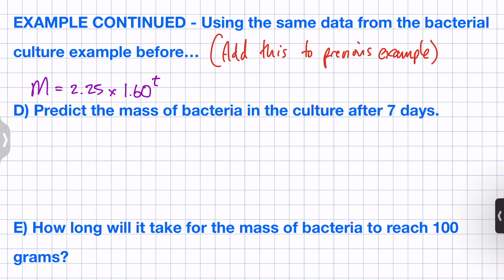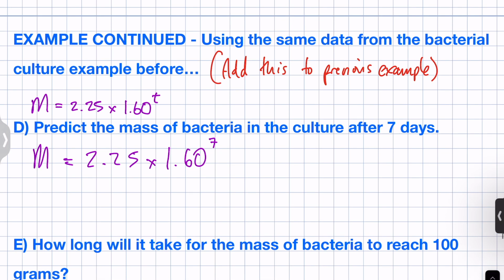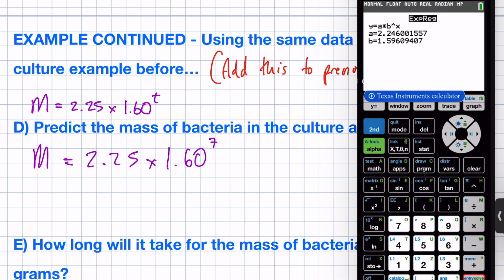So all I need to do is in the model, M is equal to 2.25 times by 1.60 and raise it to the power of 7, because T stands for the number of days. So that's not what that giant mass of instructions was for.